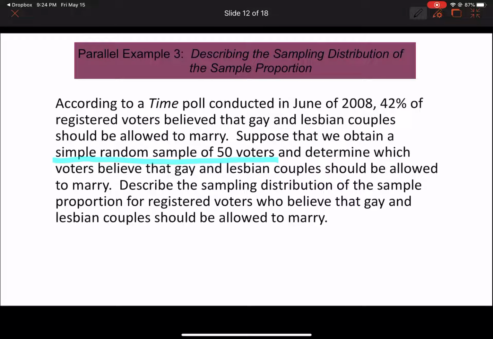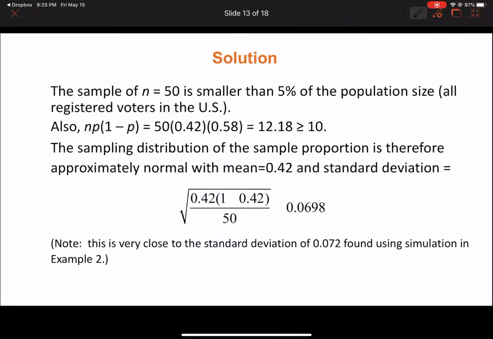What that means is that we're going to find our mean and our standard deviation, and we are going to talk about whether or not this is bell-shaped. We're going to look at all of our important stuff. I will show you what it means to describe that sampling distribution.